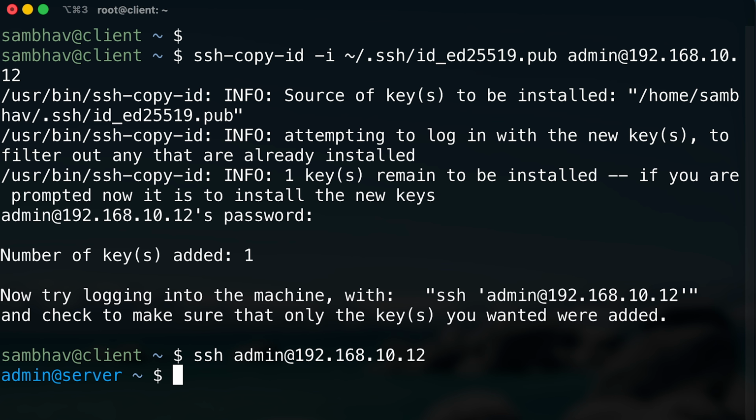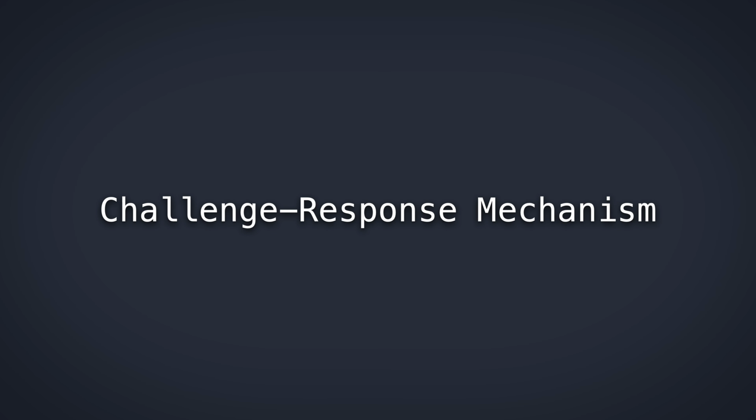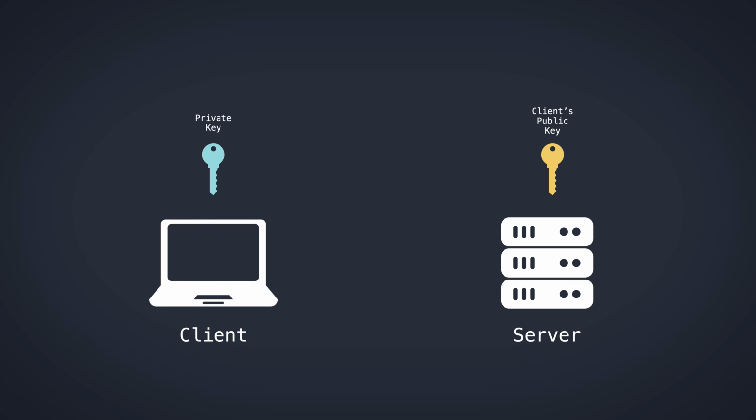Now, let's pause for a second. If I didn't type the password, how did the server know it was actually me trying to log in? Here's what happened behind the scenes. We call it the challenge response mechanism. When I try to connect, the server generates a random challenge message. But before sending the message, the server encrypts it using my public key. Now that the message is totally unreadable to everyone else in the world, only one machine can decrypt it, the one holding the matching private key, which in this case is our client machine.